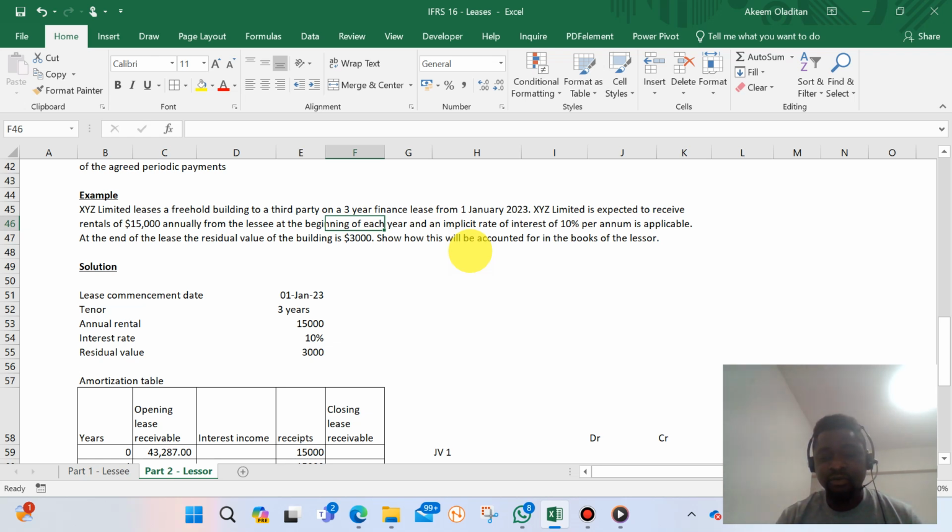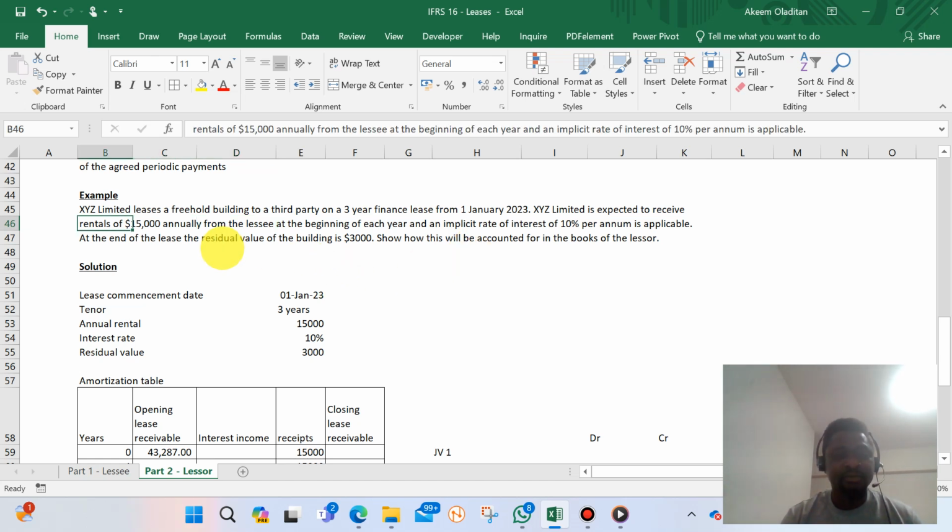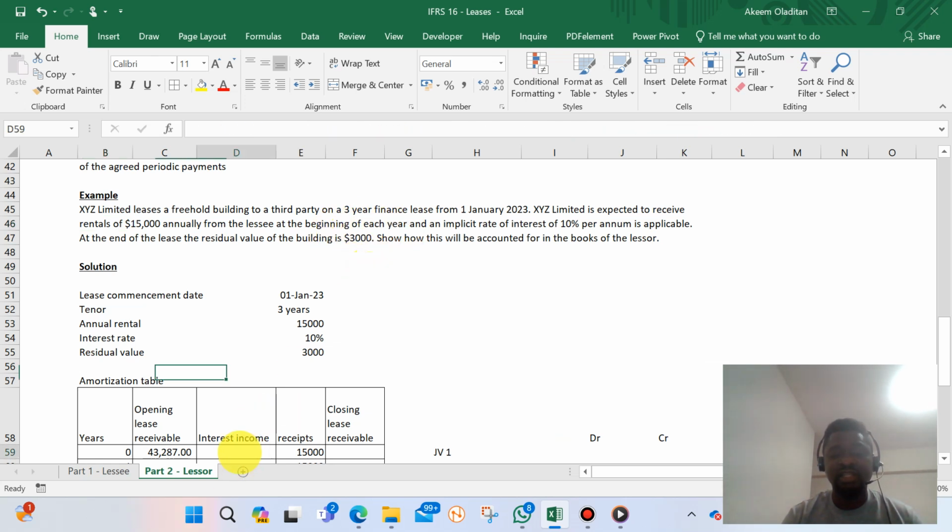Don't forget the question says, unlike the example I did for the books of the lessee, this one says that the payment is made at the beginning. I mean, the lease rental is received at the beginning of each year. So when you receive lease rental, it means the interest that you apply will be on the net amount, not on the full amount. Because if you look at what we did earlier in the last example under the books of the lessee, we applied it on the opening balance because the payment is made at the end. You understand? But here the payment is received at the beginning of the year.